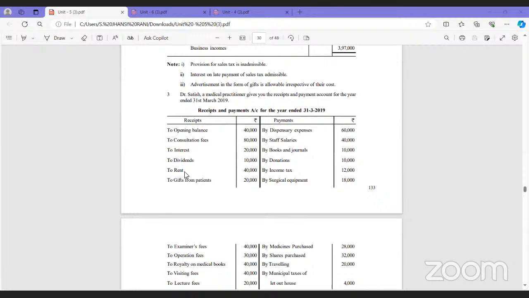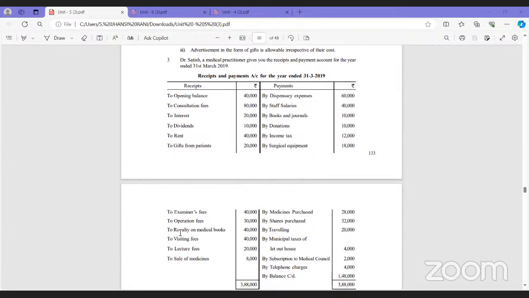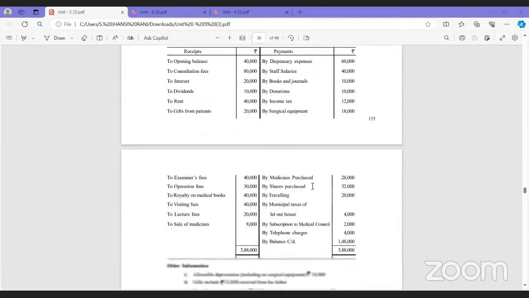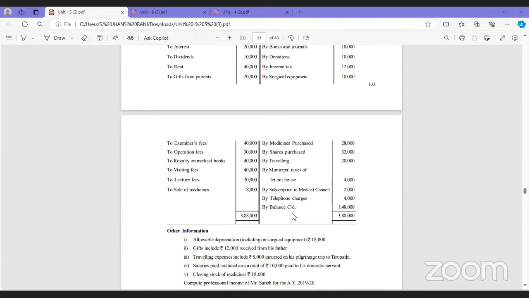Interest, dividends, rent, gifts from patients, examiner fee, operation fees, royalty on medical books, visiting fees, lecture fees, sale of medicines. And payments: dispenser expenses, staff salaries, books and journals, donations, income tax, surgical equipment, medicines purchased, shares purchased, traveling, municipal taxes of let out house, subscription to medical council, telephone charges, and balance carried on. Other information: allowable depreciation including on surgical equipment is 18,000.